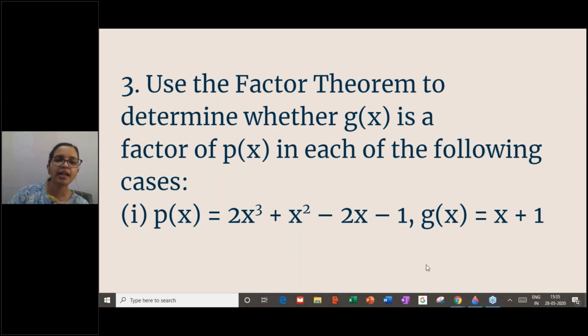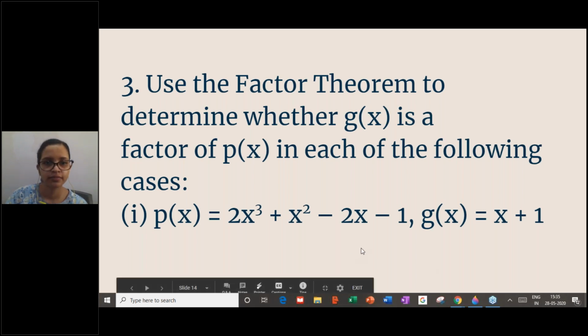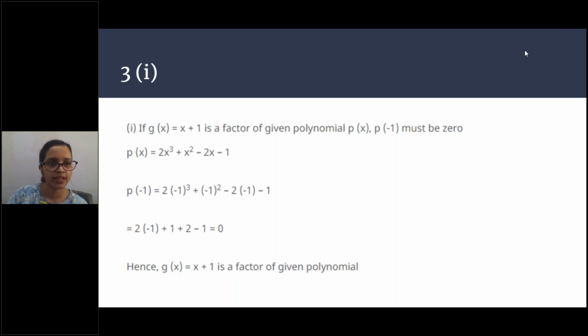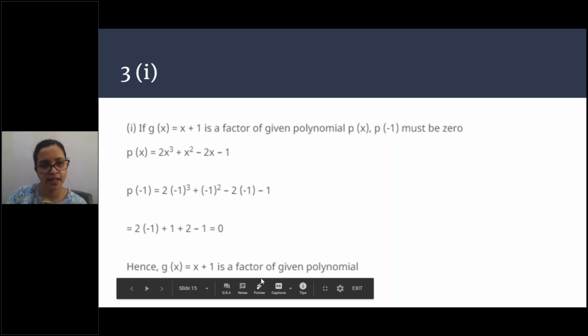Okay, anybody stuck? Anybody have a question or doubt? I'll just show you the solution. If g of x is a factor, then p of the zero of g of x must be 0. So you just prove it to be 0 and hence it's a factor.